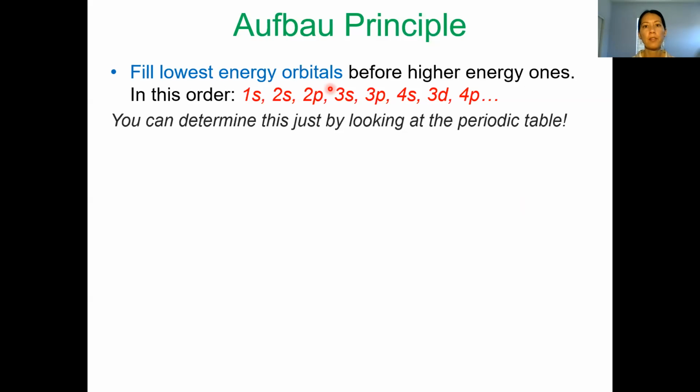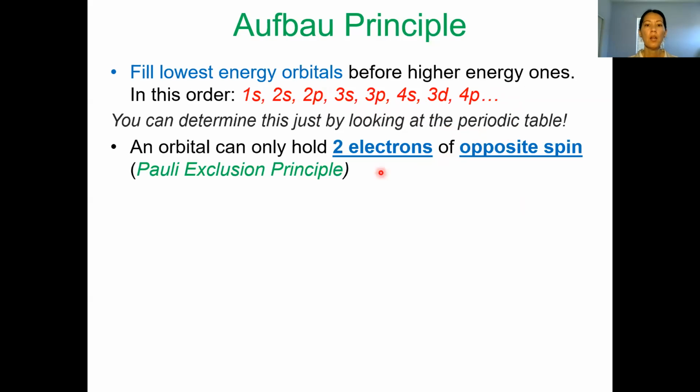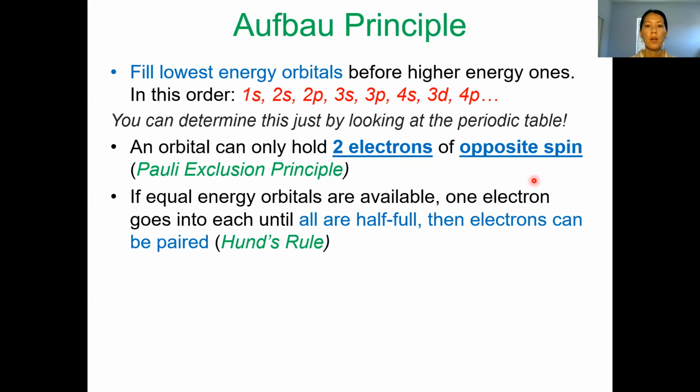Electrons closer to the positively charged nucleus are lower in energy. So we'll use this order. I'm going to also show you how to do this not by memorizing this order, but just by looking at the periodic table. The Pauli exclusion principle tells us that an orbital can hold only 2 electrons, each of opposite spin. So one spin up, one spin down.